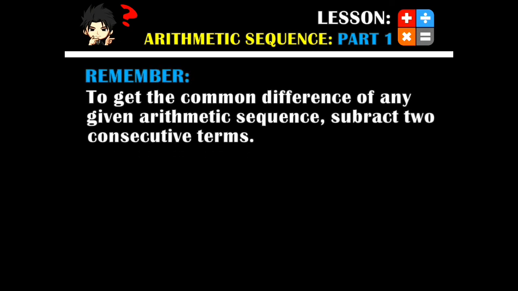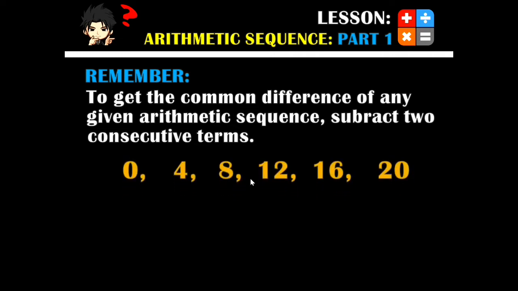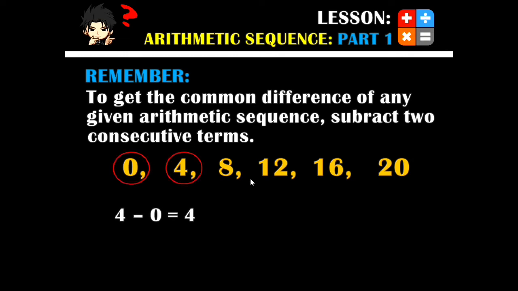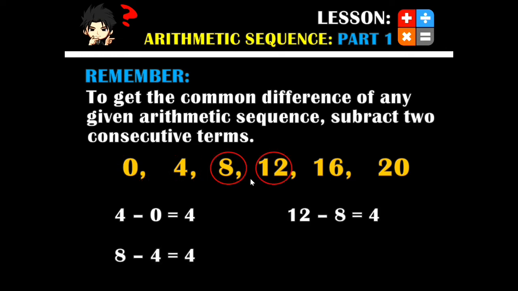Remember class, to get the common difference of any given arithmetic sequence, subtract 2 consecutive terms. Let's have our previous example. In this given sequence, our common difference is 4. Paano nga ba nakuha yun? We can subtract 4 and 0. 4 minus 0 is equal to 4. Or, 8 minus 4 is equal to 4. 12 minus 8 is equal to 4. 16 minus 12 is equal to 4. Any two consecutive terms will do. That's how you get the common difference of any given arithmetic sequence.